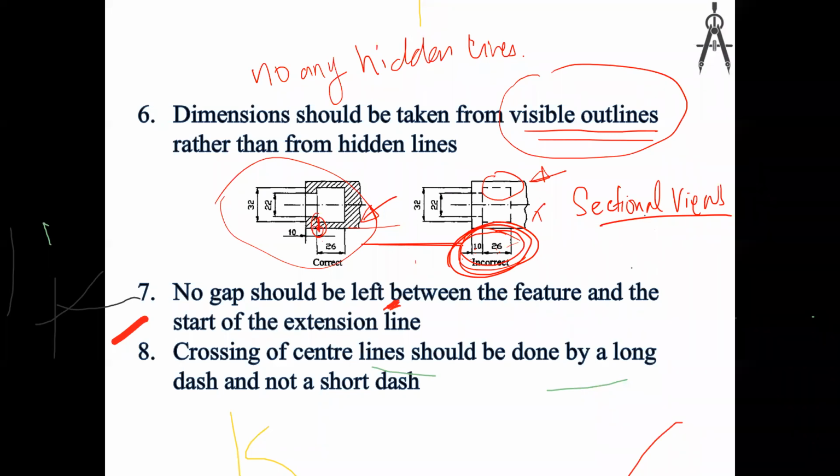No gap should be left between the feature and the start of the extension line. This is called the extension line. No gap here. Okay, this extension line should touch the surface. These extension lines and dimension lines are made with an H pencil, so that is very thin and light lines.